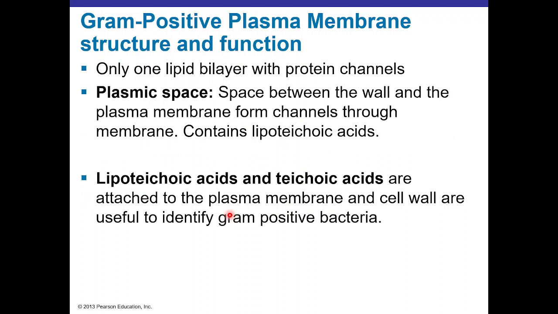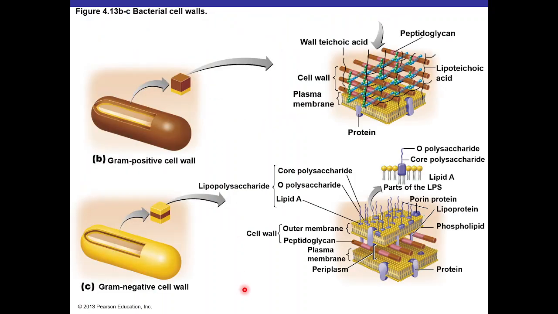A characteristic of the plasma membrane of gram-positives is that they have only one lipid bilayer with protein channels, and they have a periplasmic space, which is the space between the cell wall and the plasma membrane. And in this space, the gram-positives have lipoteichoic acids. Now, the gram-positives also have teichoic acids, but the teichoic acids are attached to the cell wall, while the lipoteichoic acids are attached to the plasma membrane. And these teichoic acids are useful to identify different types of gram-positives.